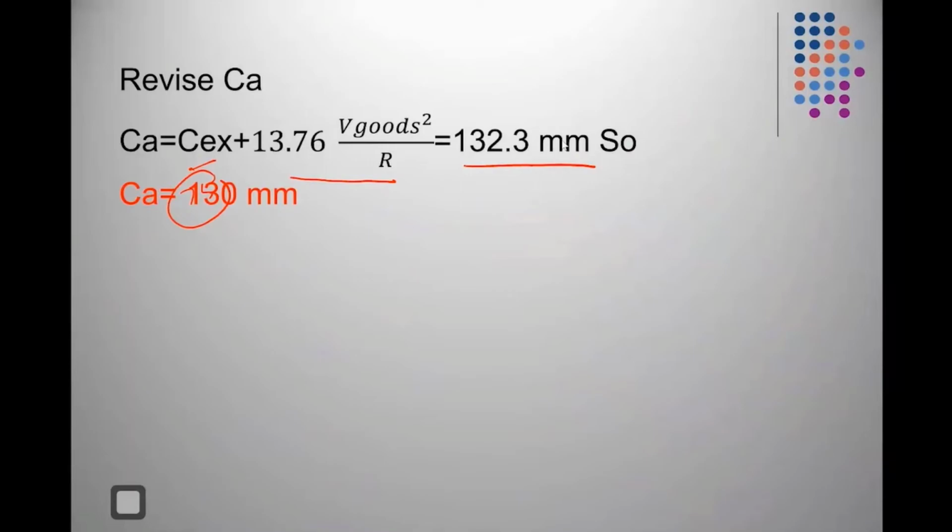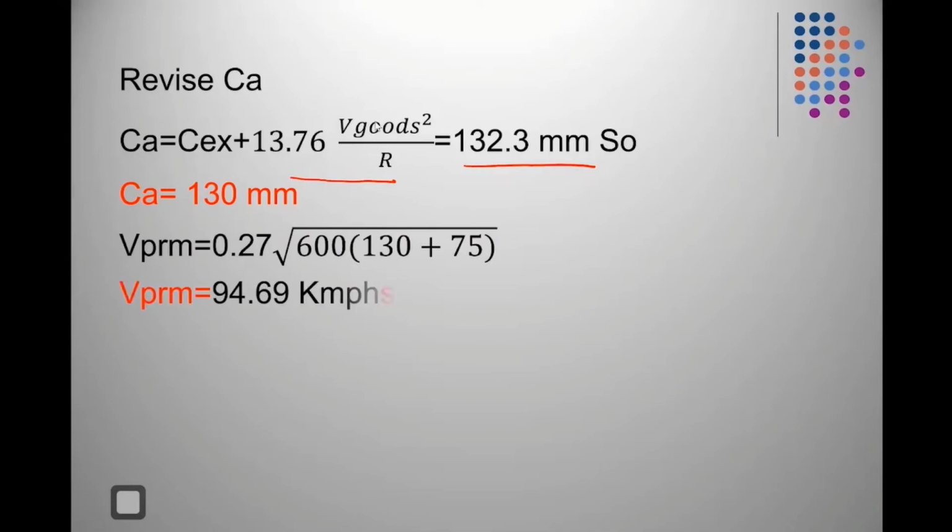मैं 130 का cant provide करूँगा. So 145 का cant, the equilibrium speed cant cannot be provided. So I'll provide a cant of 130, and then I'll again check my VPRM, permissible speed कितनी आ रही है. If I check this, what I find, मेरी permissible speed फिर कम हो गई. CA plus cant deficiency मैंने पूरा ले लिया. It is 90 kmph. So for my revised cant, my speed has further reduced.